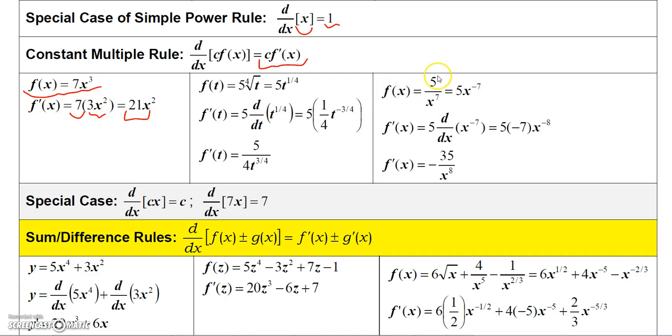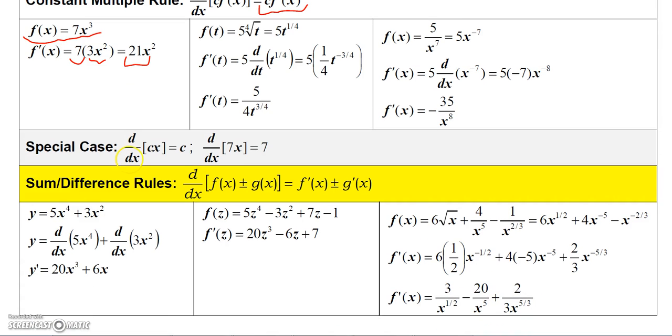Okay, so here we have 5 over x to the 7th, and I'm going to write that as 5 times x to the negative 7, and then the derivative of that would be 5 times the derivative of x to the negative 7. Now, be careful with these negative exponents. The derivative of x to the negative 7 would actually be negative 7 times x to the negative 8. Then I can multiply 5 times negative 7 and get negative 35, and then I can move x to the negative 8 to the denominator and get x to the 8 in the denominator. So that would just be negative 35 over x to the 8.